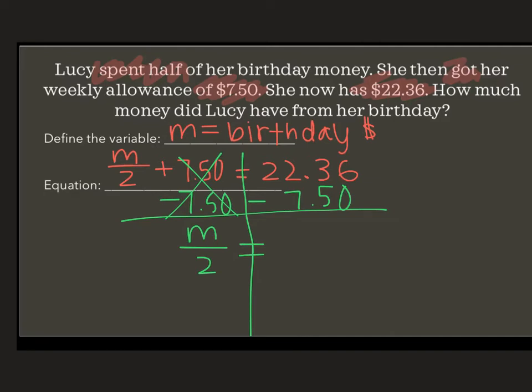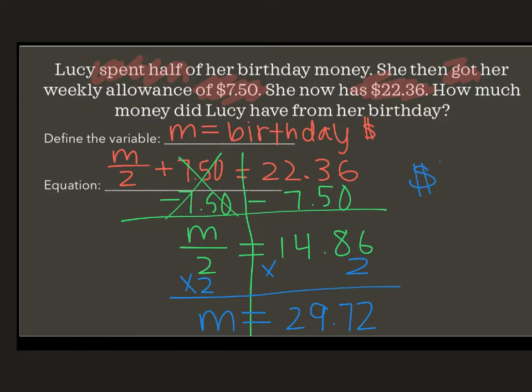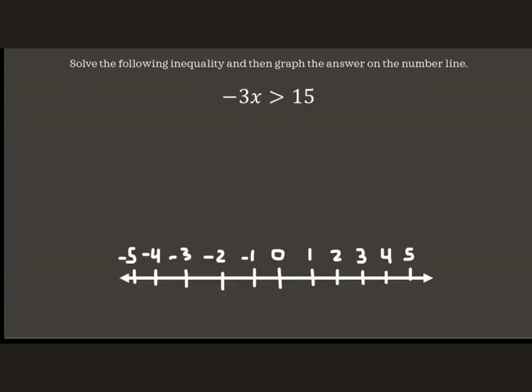When I do this subtraction, you should get 1486. Next step, multiply by 2. We're left with m equals, when you do this multiplication, you should get 2972. It's a word problem, so don't forget your units. So my total, or her birthday money, was $49.72. Done.